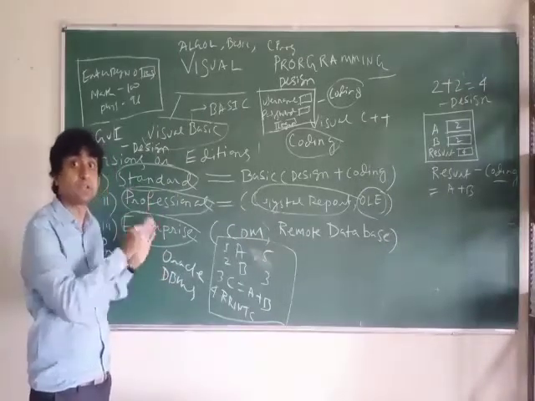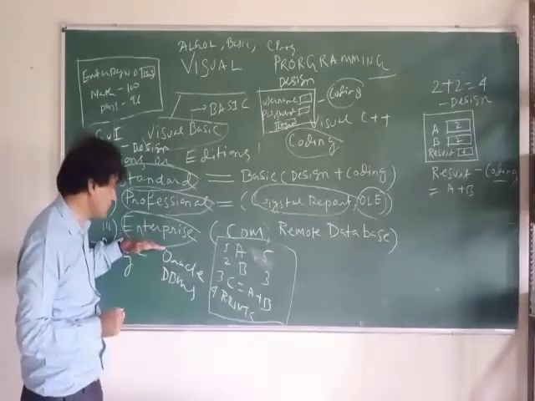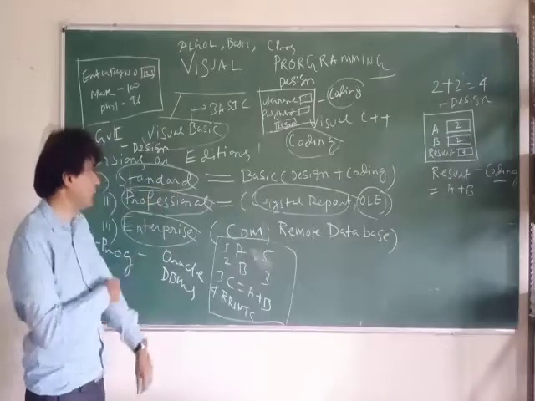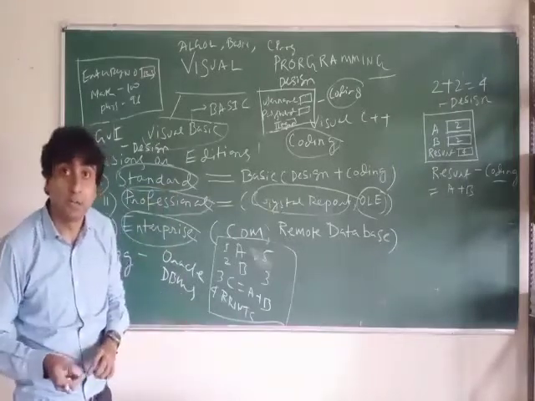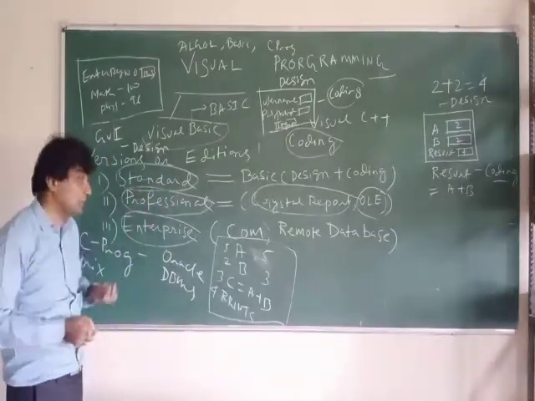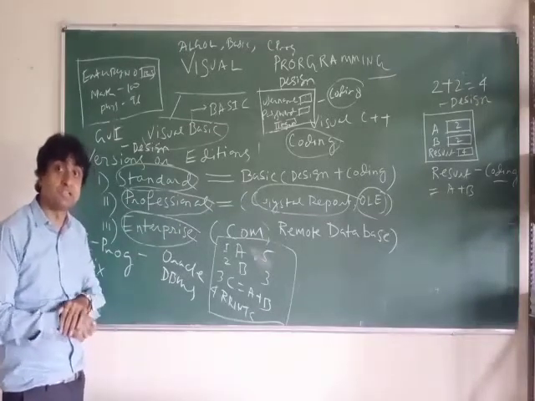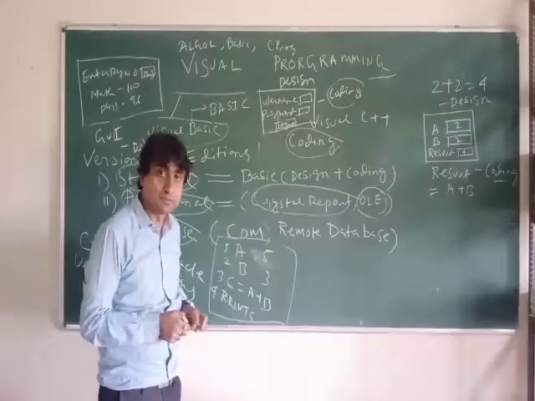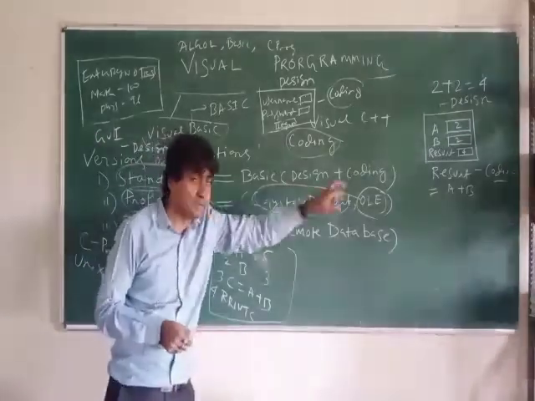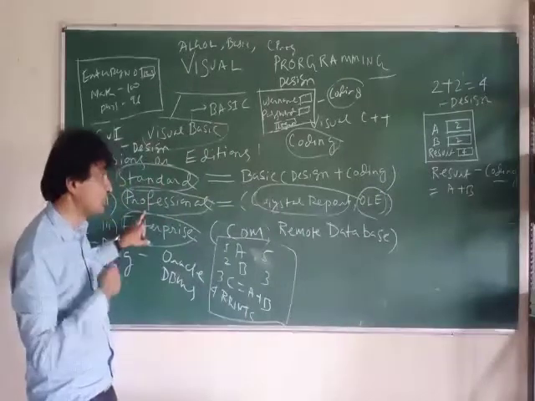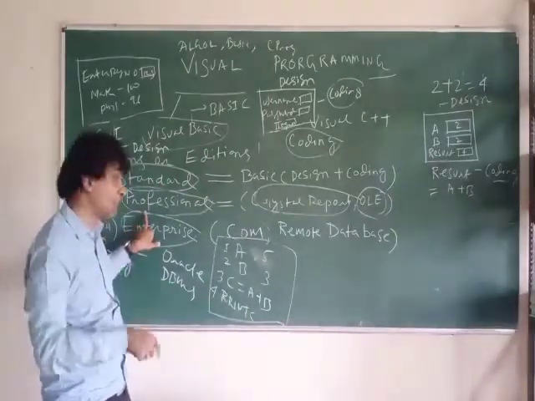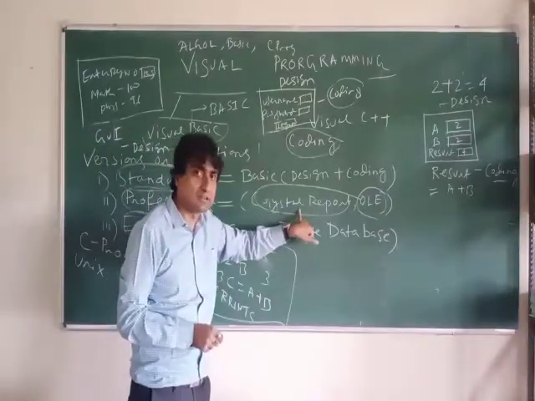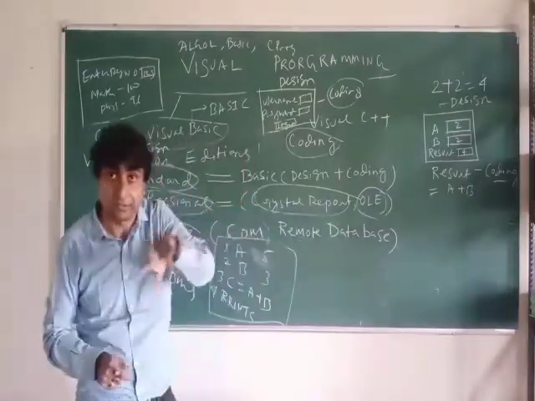What is this version or edition? Which is the highest version? Enterprise, which has all the features of standard and professional. And which is the lowest or basic version? That is standard, which is mainly used for design and coding. Next, professional. Professional consists of all the features of standard, and it has some extra features like Crystal Report and OLE, which I will explain later on.